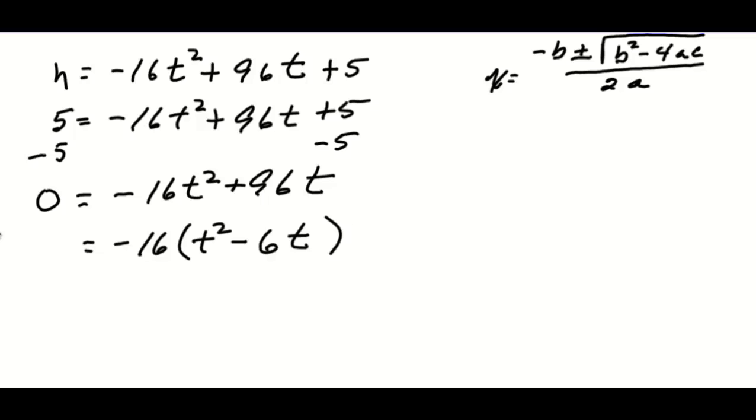Now using just 1 for the a and negative 6 for the b, the solution to this then becomes much easier. So when you're doing a problem like that, make it as simple as possible by factoring out a common term when you can.